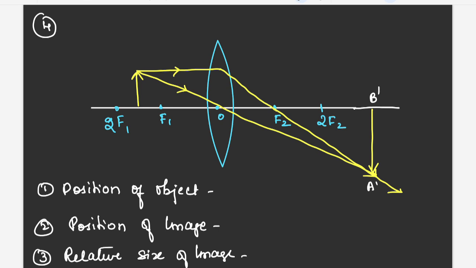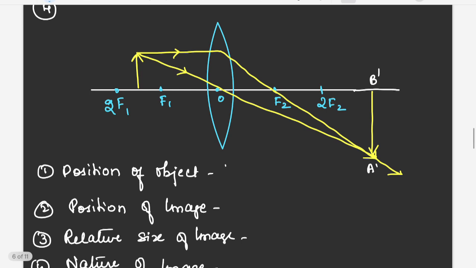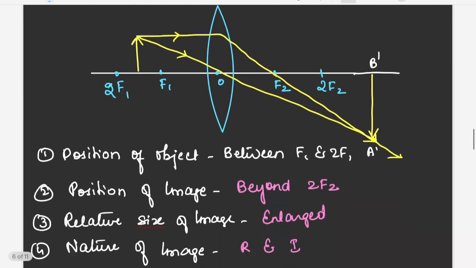Now compare the size of the image. This is the size of the image and this is the size of the object. The object is very small whereas the image is bigger here. So let us write now. The position of the object is between F1 and 2F1. And what is the position of the image? It is formed beyond 2F2. Relative size of the image: the size of the image is enlarged here. And the nature of the image is real and inverted. So this is the fourth ray diagram.